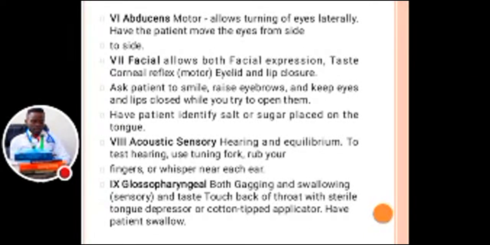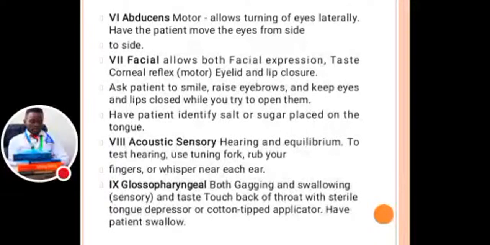Cranial nerve number 8 is the acoustic, sensory. This one is responsible for hearing and equilibrium. To test the hearing, you need to use the tuning fork, or rather rub your fingers or whisper near each ear.